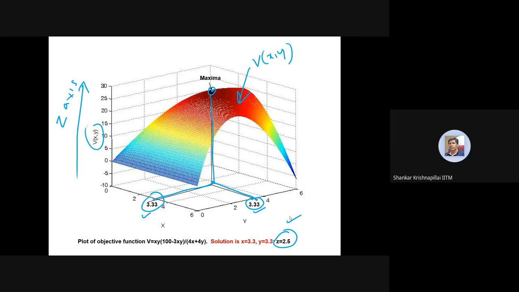For simple problems, you can eliminate one variable like this, but sometimes it is not easy to eliminate. That type of example we'll see later.